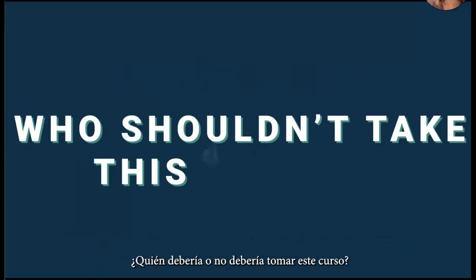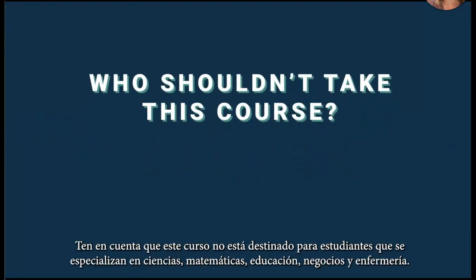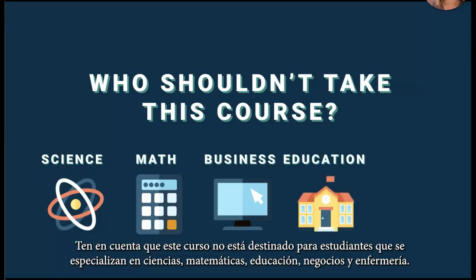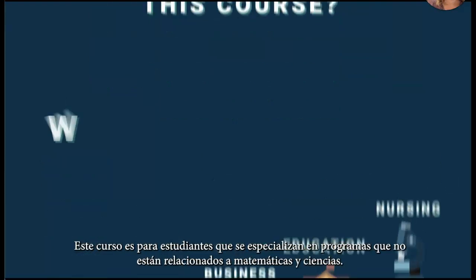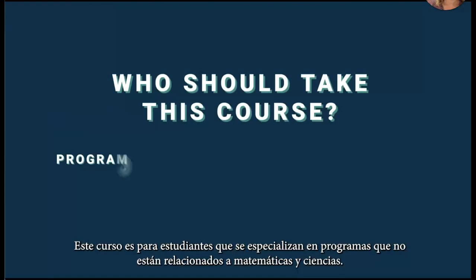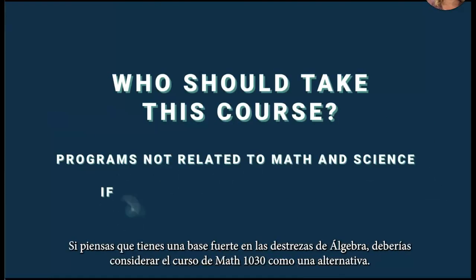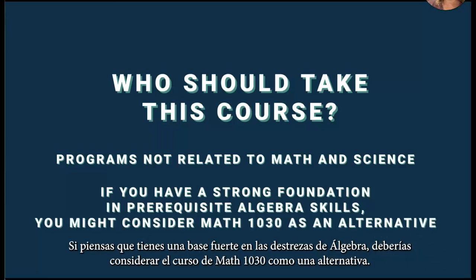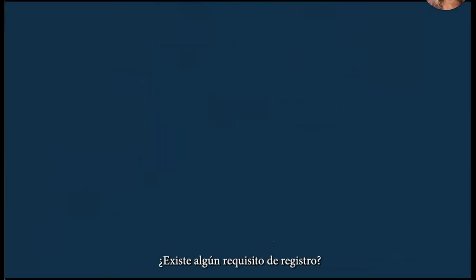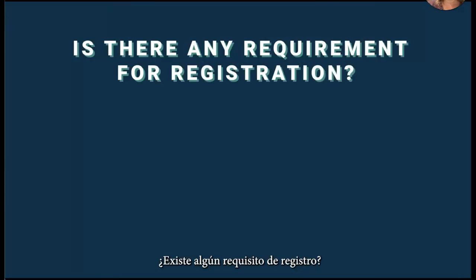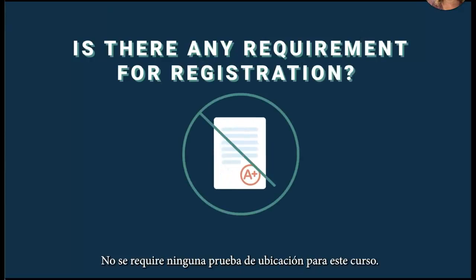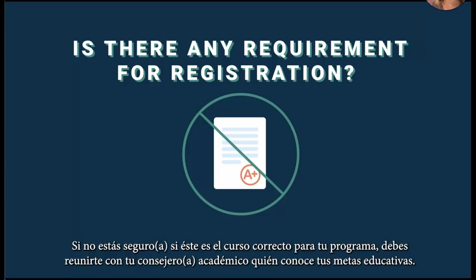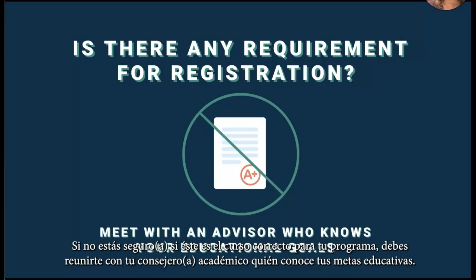Who should or shouldn't take this course? Please note this course is not intended for students majoring in science, math, business, education, and nursing. This course is for students majoring in programs not related to math and science. If you believe that you have a strong foundation in prerequisite algebra skills, you might consider Math 1030 as an alternative. Is there any requirement for registration? There is no placement test required for this course. If you are not sure if this is the correct course for your program, you should meet with an advisor who knows your educational goals.